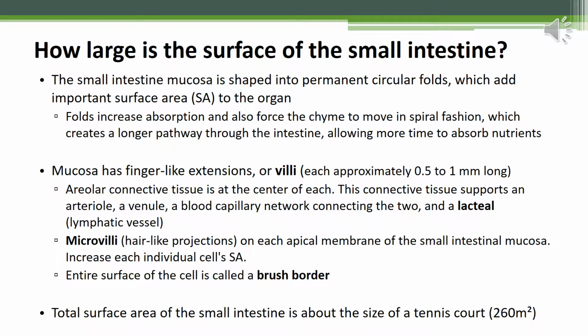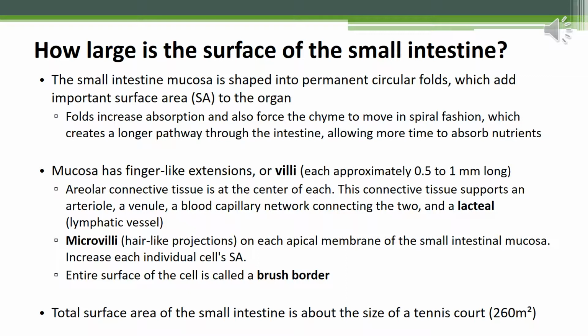And these are found on each apical membrane of the small intestine mucosa, and these further increase the surface area of the small intestine. The entire surface area of the cells which make up the villi are called the brush border.